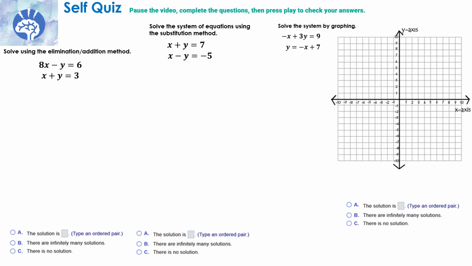Let's see how you did. The first one says, solve using the elimination or addition method. I have 8x minus y equals 6 and x plus y equals 3.